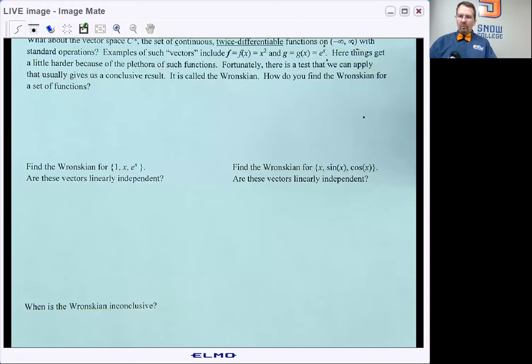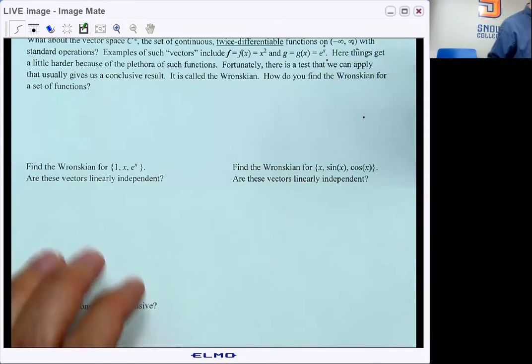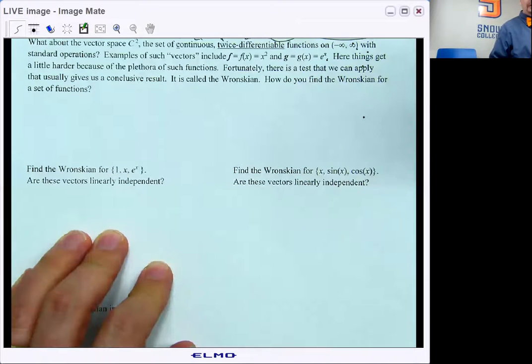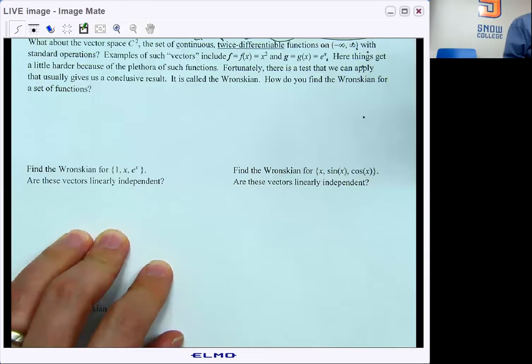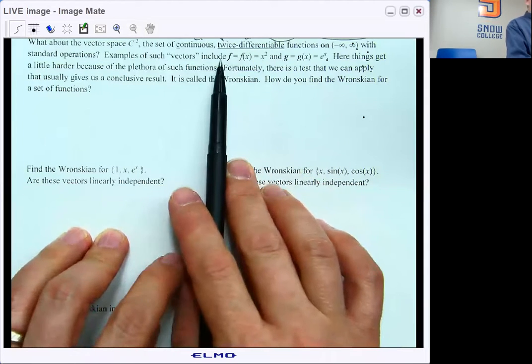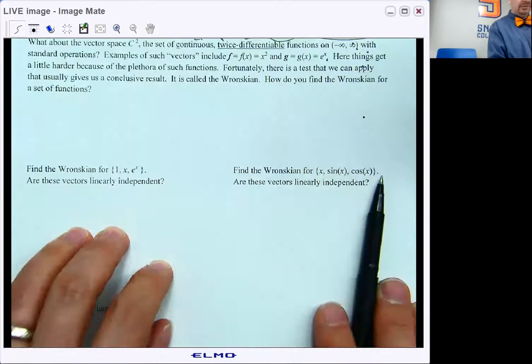Welcome back to the exciting conclusion of section 5.3 on linear algebra and linear independence of vectors. So we've seen that in addition to arrows and matrices and polynomials, functions also form a vector space if their domain is negative infinity to infinity. So we're going to talk about that function space, and we're going to deal with vectors in this function space, and each vector is itself just a function.